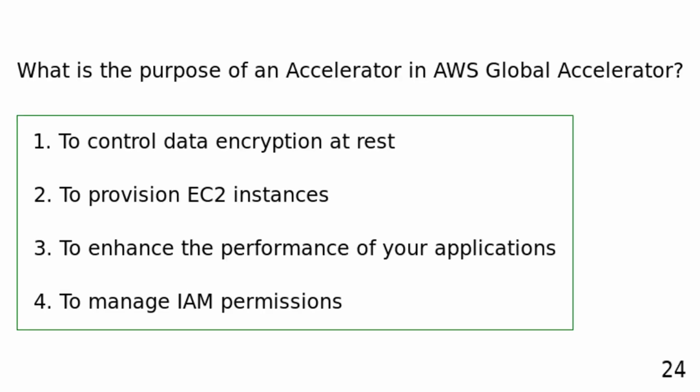What is the purpose of an accelerator in AWS Global Accelerator? To control data encryption at rest. To provision EC2 instances. To enhance the performance of your applications. To manage IAM permissions.